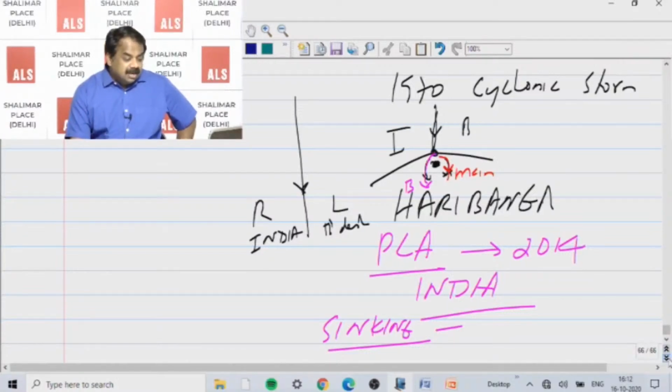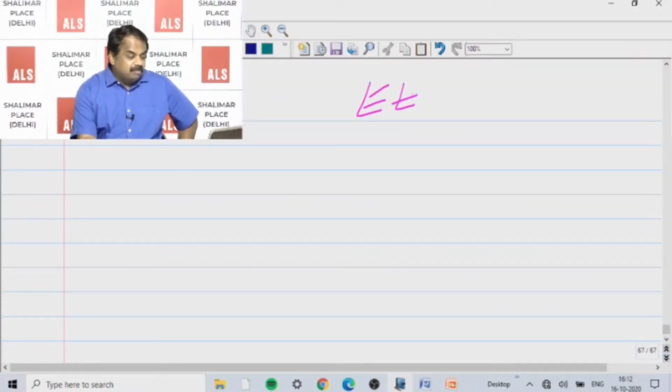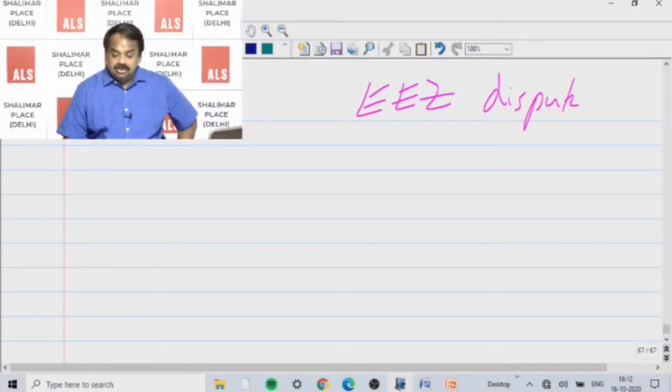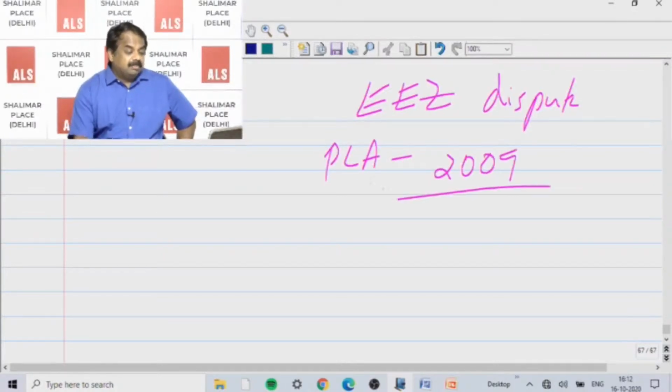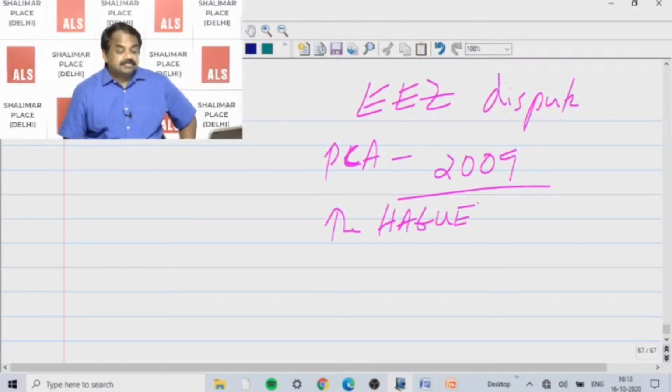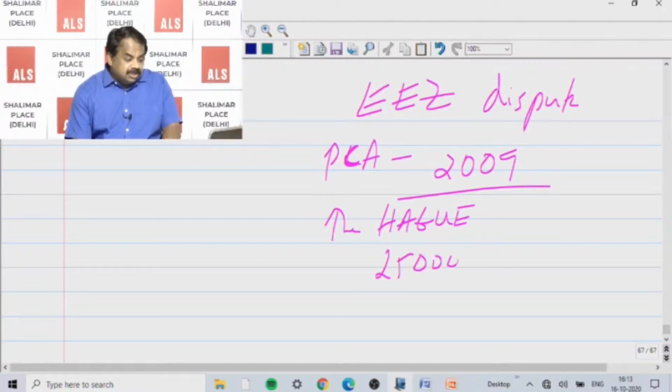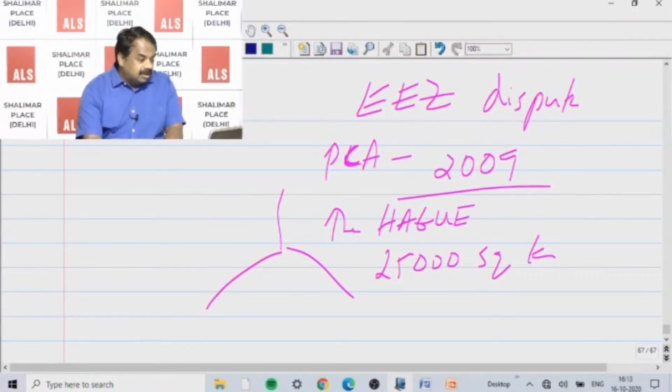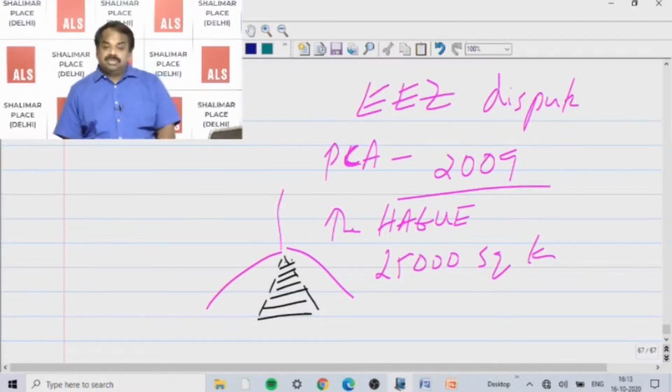And as far as the exclusive economic zone dispute is concerned, Bangladesh went to the PCA, we could not agree in 2009, Permanent Court of Arbitration at The Hague. We went to The Hague in 2009. And the total disputed area, in fact, is around 25,000 square kilometers. So it was again about where the boundary line should be, whether it is like this or like this. There was a disputed area of around 25,000 square kilometers.